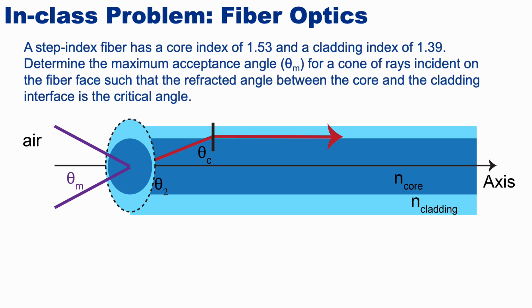We have a step index fiber where the refractive index of the core is 1.53 and the refractive index of the cladding is 1.39. And they want us to estimate the incidence angle, the acceptance angle in the air, in such a way that the refracted angle between the core and the cladding is 90 degrees. So we are hitting the interface between the core and the cladding with an incident angle that is equal to the critical angle.